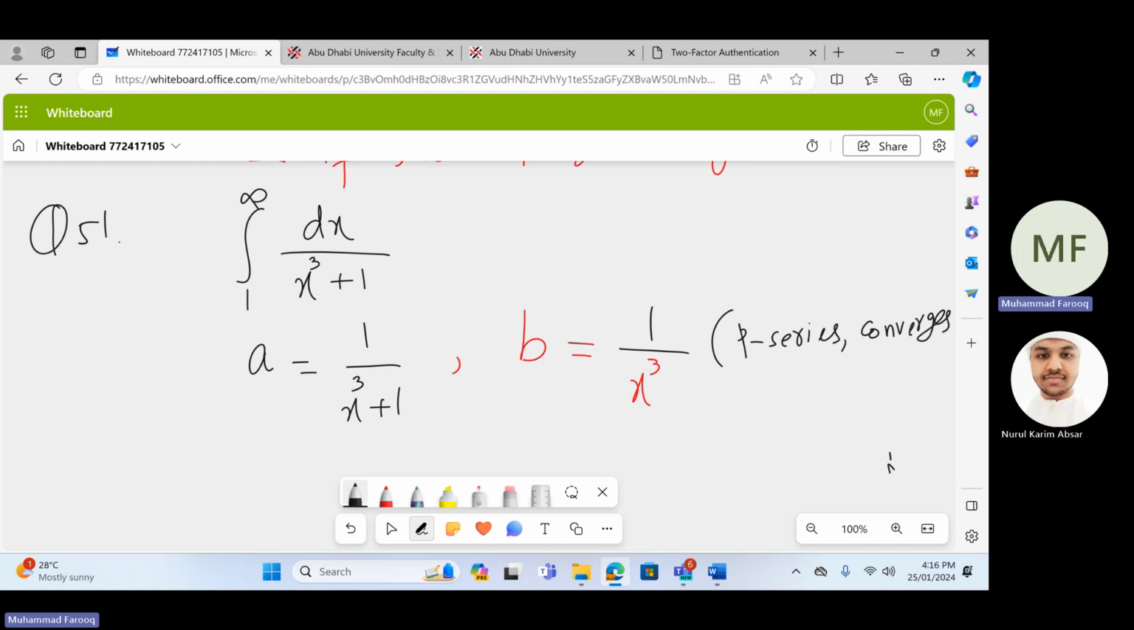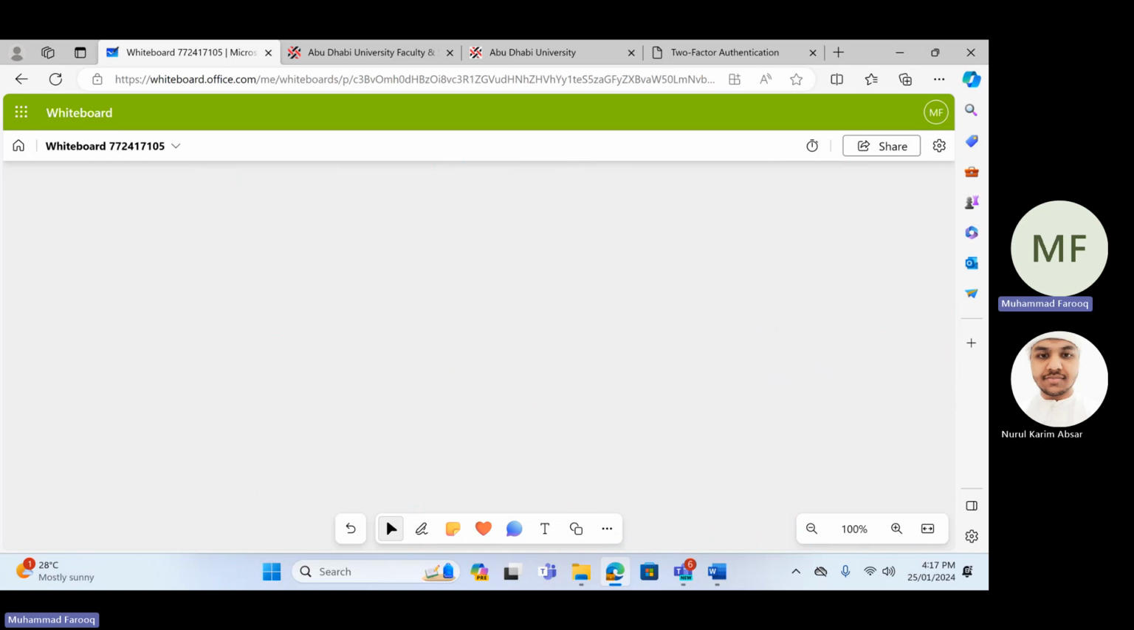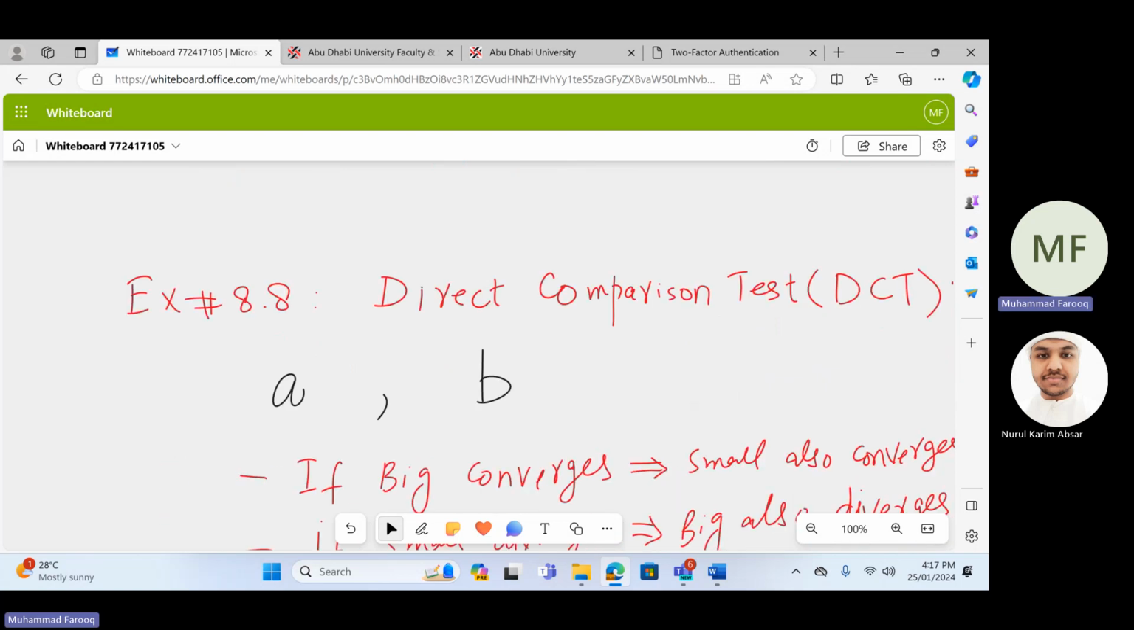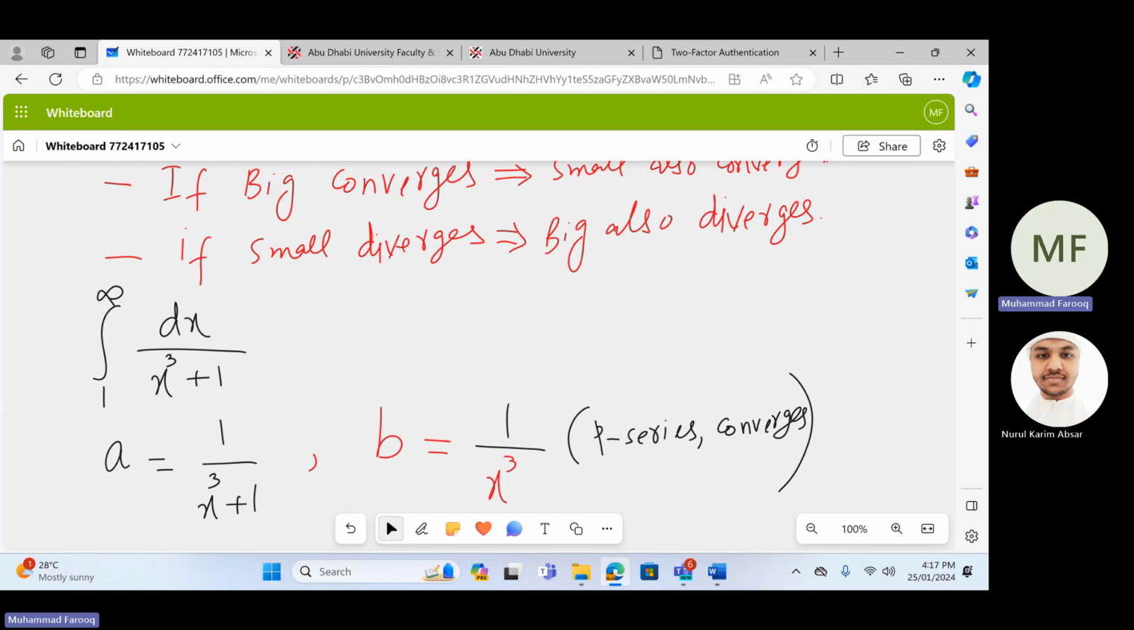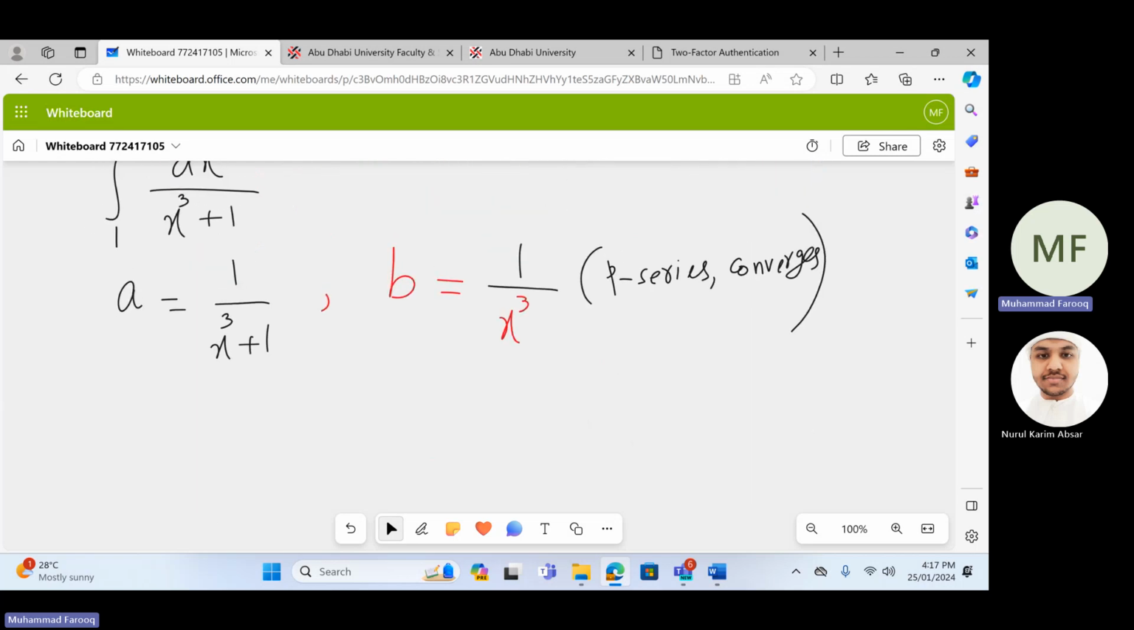I told you before, from the property, P series. If the P value is less than or equal to 1, it diverges. If it is greater than 1, it converges. So here it's 3, more than 1, yes or no? Yes. So what's the decision? Converges. Okay, now we compare.